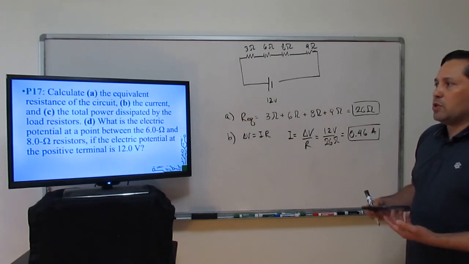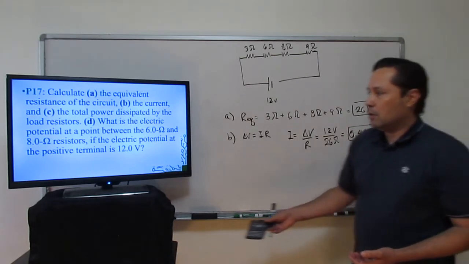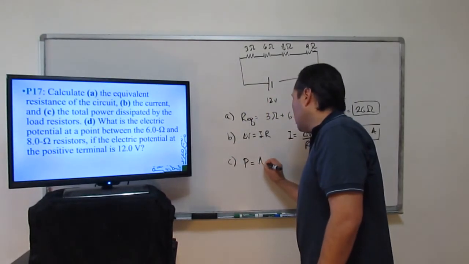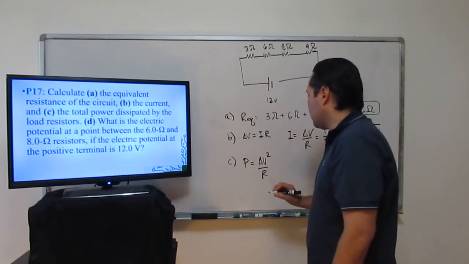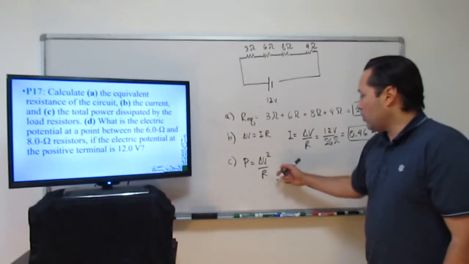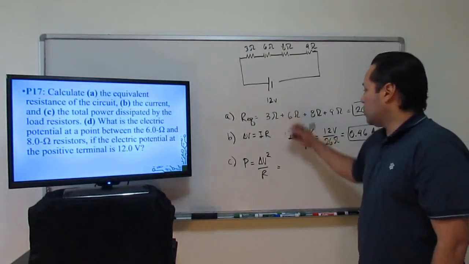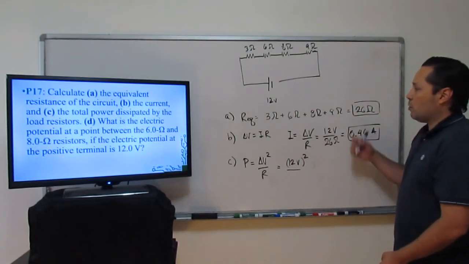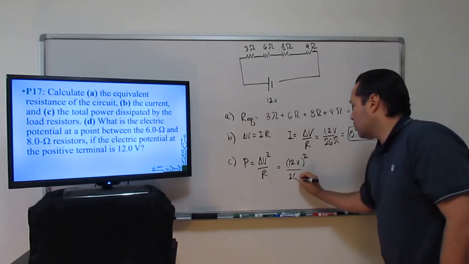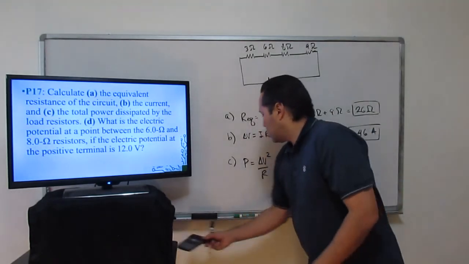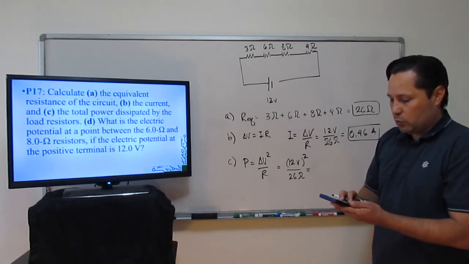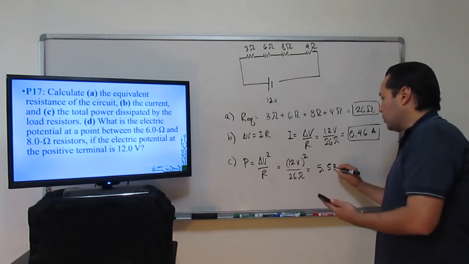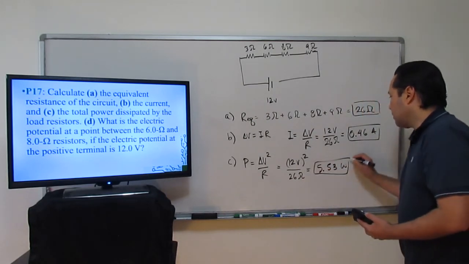All right, part C, they ask you the total power dissipated by the load resistors. Power is equal to potential difference squared over resistance. So we're going to use this formula to solve for the power. It will be the voltage, 12 volts, squared over R, the equivalent resistance, which was 26 ohms. 12 squared is 144, divided by 26 gives us 5.53. That's going to be watts.